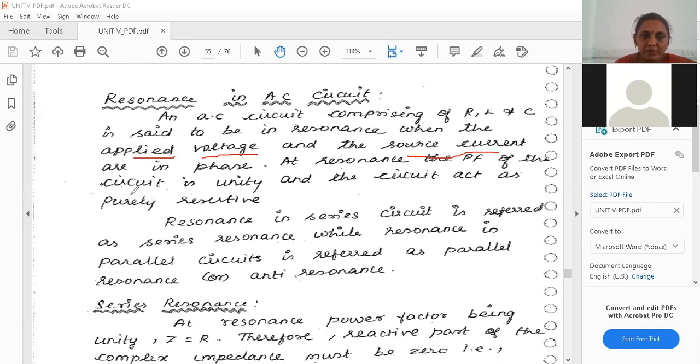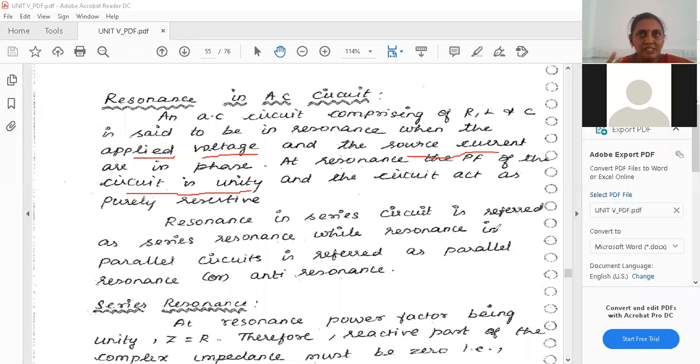At resonance, the power factor of the circuit is unity. These are the features of a resonance circuit. Resonance occurs only if the voltage and source current are in phase with each other. If they are out of phase, then resonance does not occur. And at resonance, the power factor is always unity.